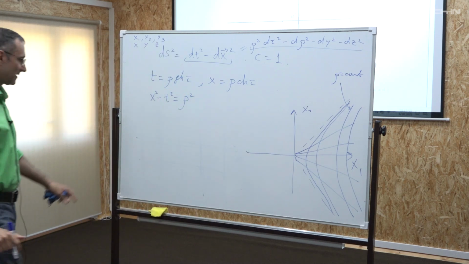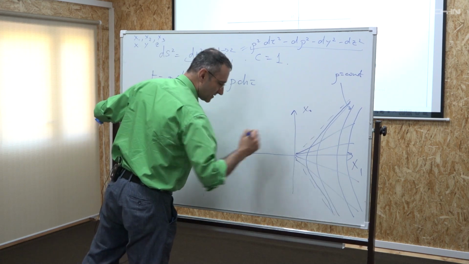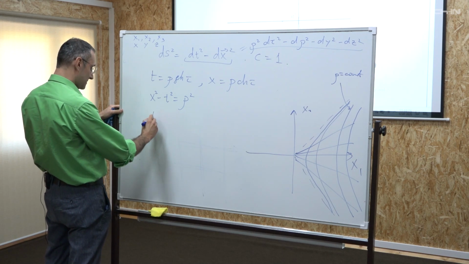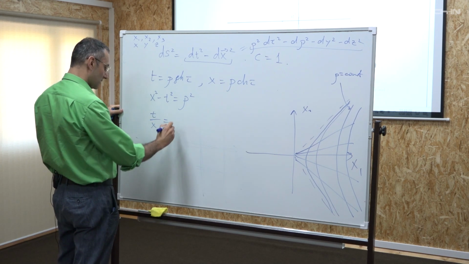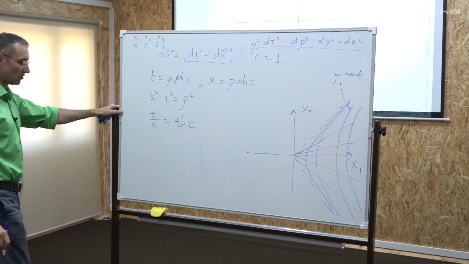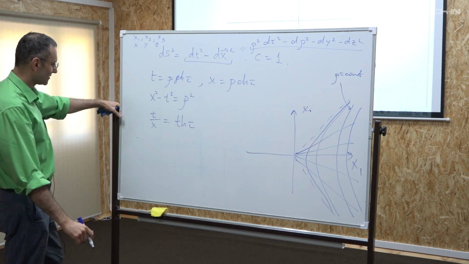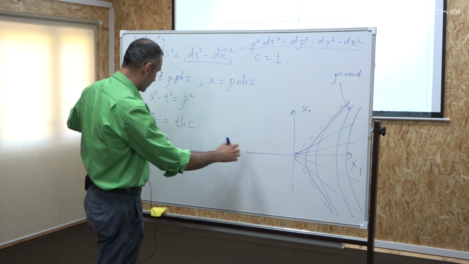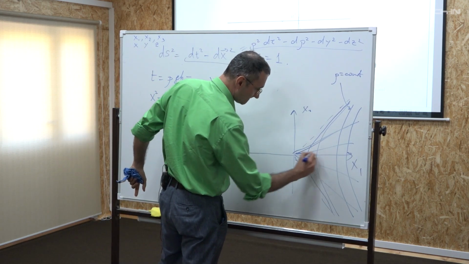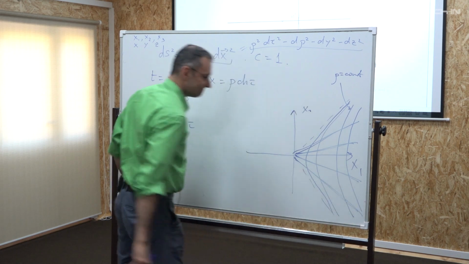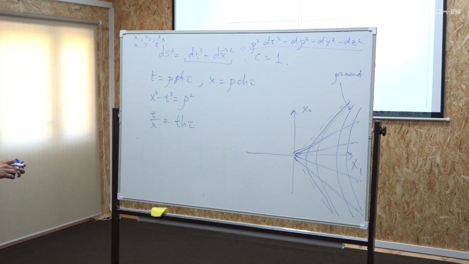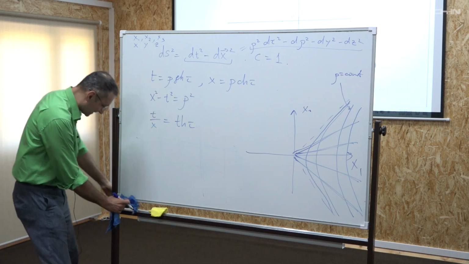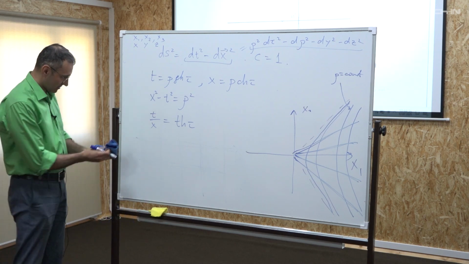This is constant rho lines, as I promised you. So we get hyperbolas as one of the lines of the coordinate system. And then if I divide t by x, I get hyperbolic tangent of tau, or cotangent. I don't remember which is tangent and which is cotangent. Anyway, constant tau lines are exactly straight lines, like this, as I promised.